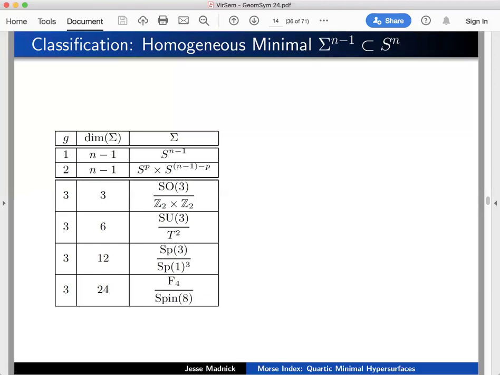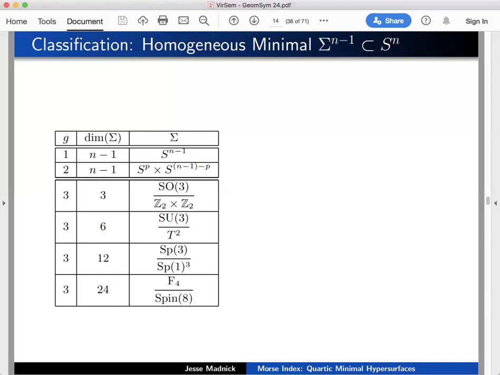They're of dimension 3, 6, 12, and 24. And you may notice that their dimensions are 3 times 1, 2, 4, and 8, which are the dimensions of the real numbers, complex numbers, quaternions and the octonions, and that's not a coincidence. These four minimal hypersurfaces are indeed related to the reals, complexes, quaternions, and octonions. For example, the focal varieties in these cases, remember those are the high codimension minimal submanifolds at the polar ice caps, are RP2, CP2, HP2, and OP2.